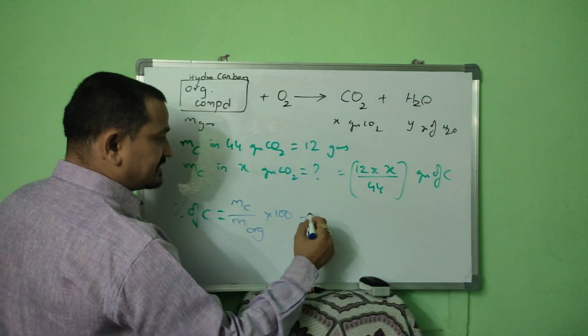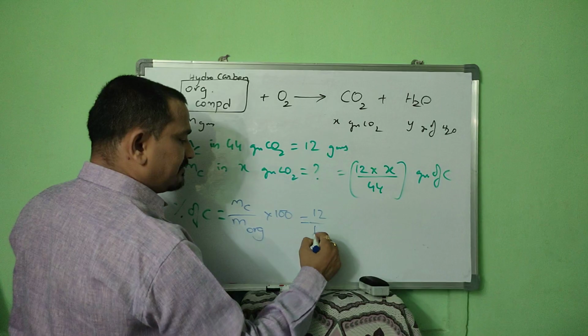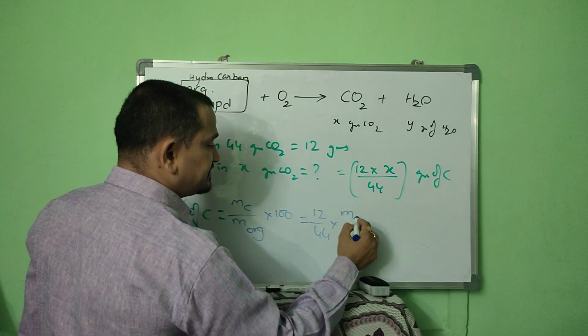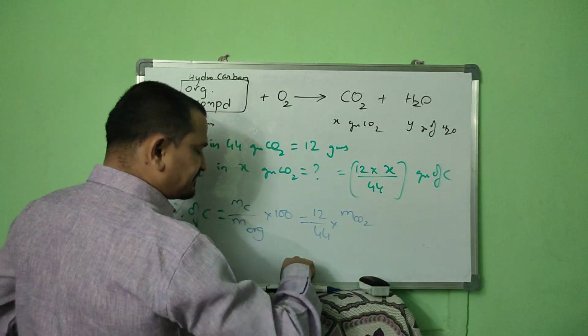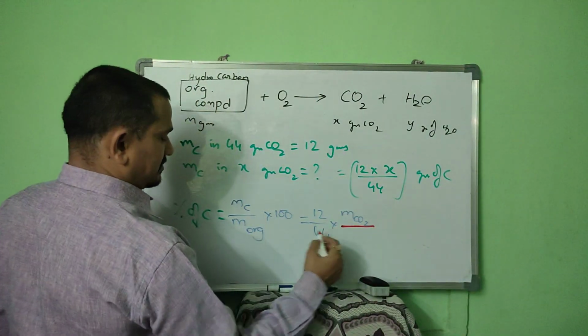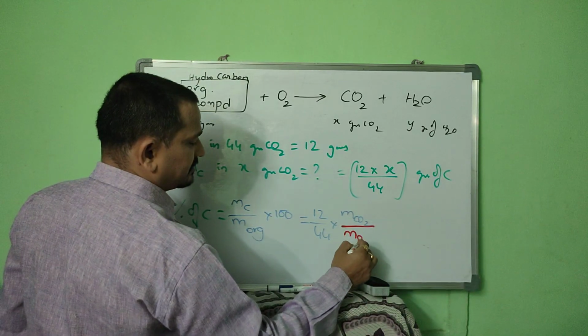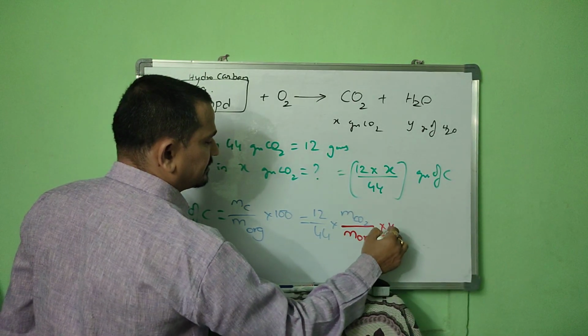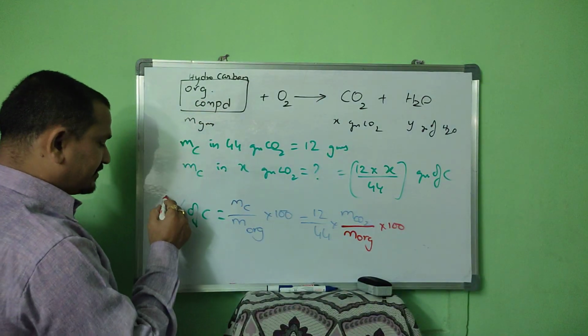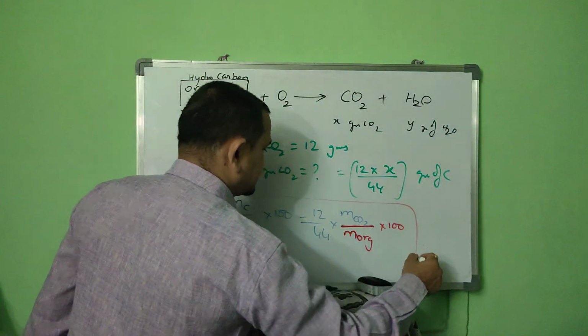What is the mass of carbon? 12 by 44 into X, where X is the mass of CO2. So the percentage of carbon is 12 by 44 into mass of CO2, over the mass of organic compound, into 100. This is the formula we have to use for the determination of the percentage of carbon.